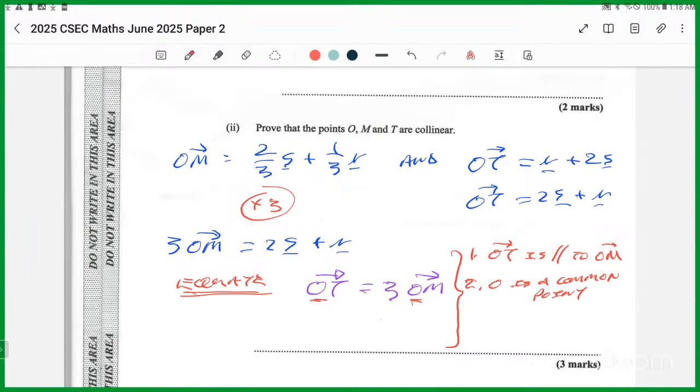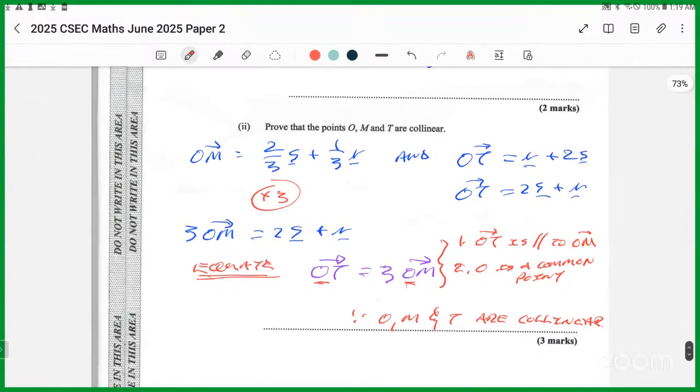Because you have those two things, we can draw a conclusion and say, therefore, points O, M, and T are in fact collinear. That is it. Nice and easy.